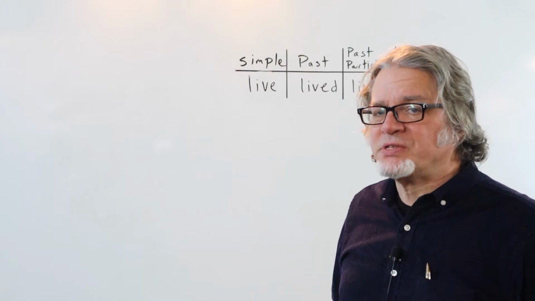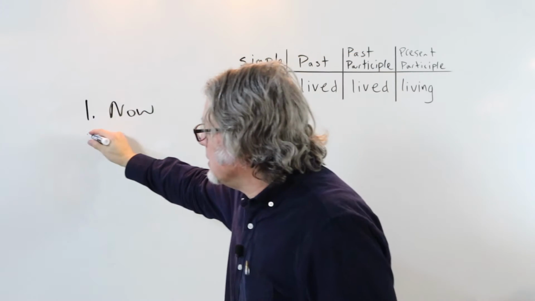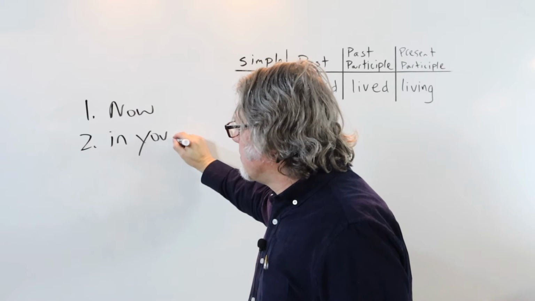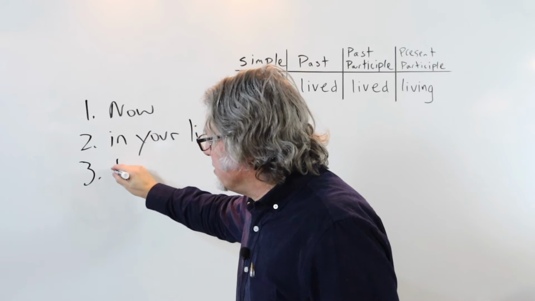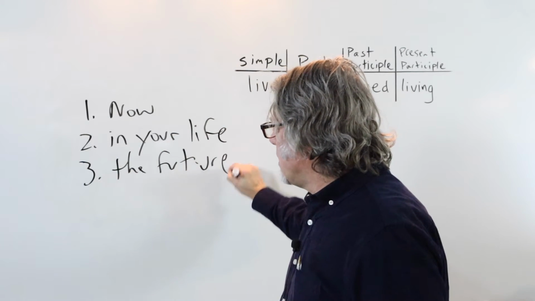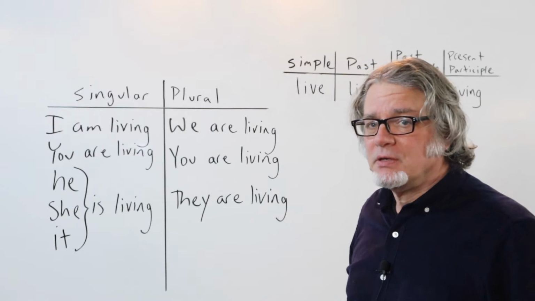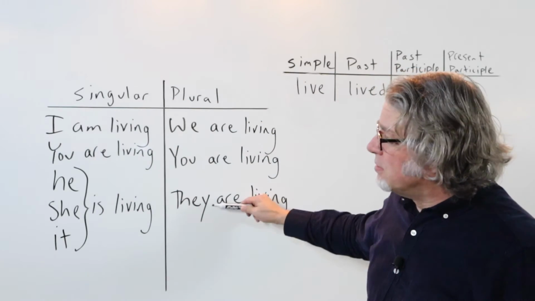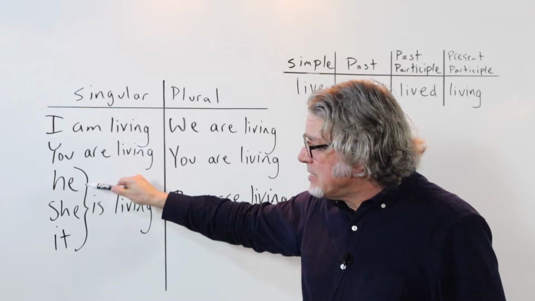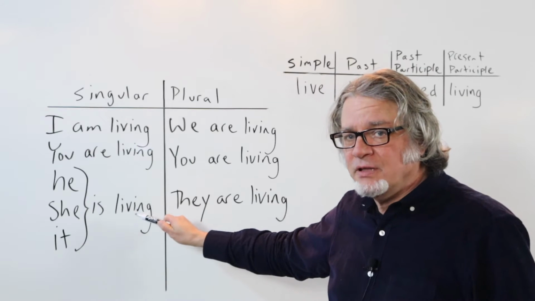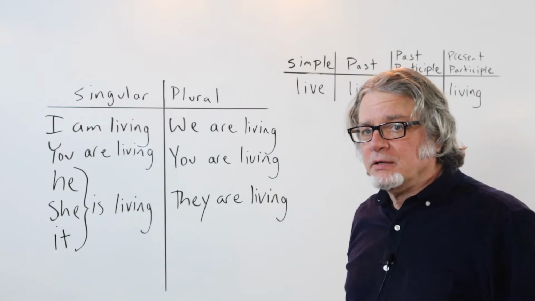For the present continuous tense, activity is happening now or in your life, or you can use the present continuous tense for the future. Here's the verb live in the present continuous tense, singular and plural. I am living. You are living. He, she, it is living. We are, you are, they are living.